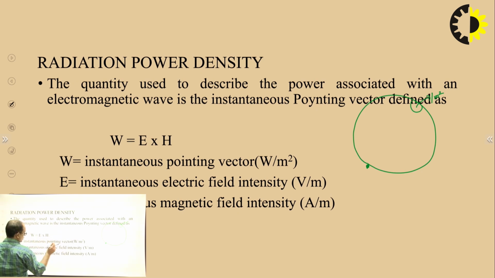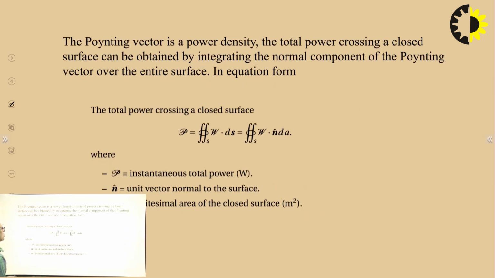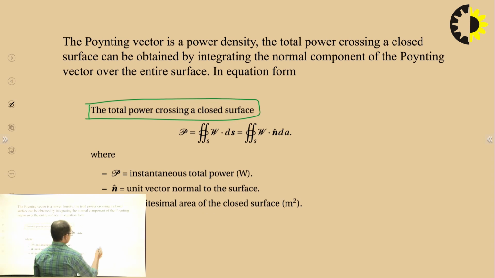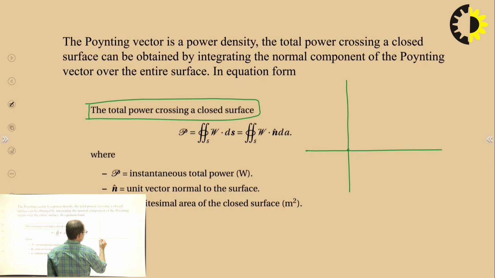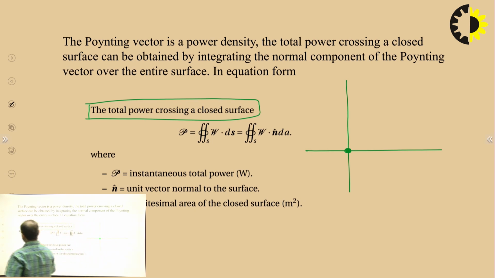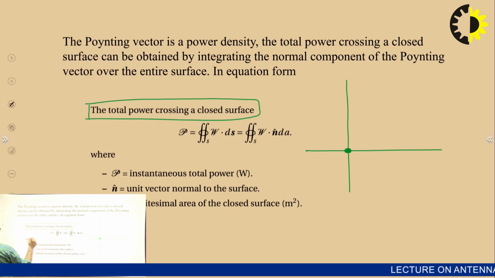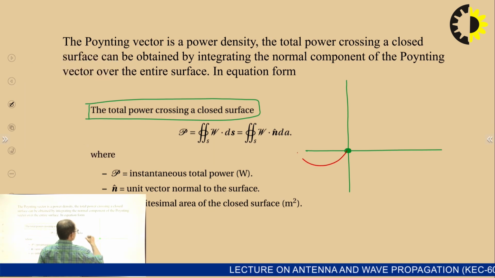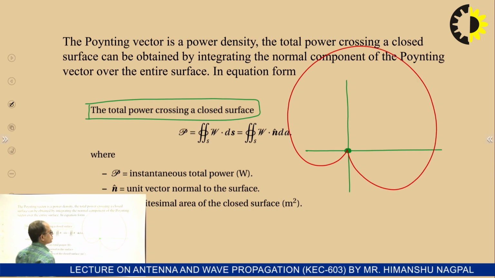This pointing vector is equal to E cross H, where W is the instantaneous pointing vector, E is the instantaneous electric field intensity, and H is the instantaneous magnetic field intensity. So the total power crossing a closed surface will be equal to what? Suppose the antenna is placed here, and this antenna radiates its energy in all directions like this.